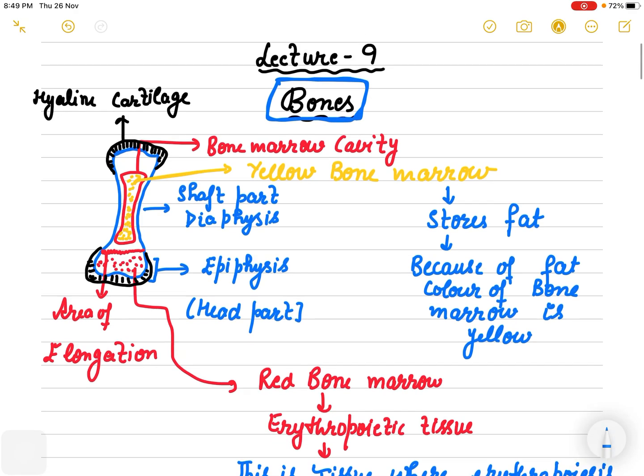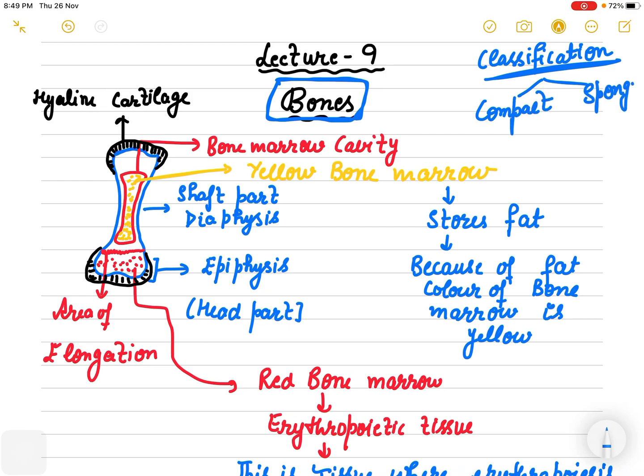So let's talk about bones. When we did the classification of connective tissue, that time we said that cartilage, bones, tendons, these bones and cartilage are the special connective tissue. And I told you that we are going to read two types of bones here, that is compact and spongy. But first let's see the basic structure of bone.